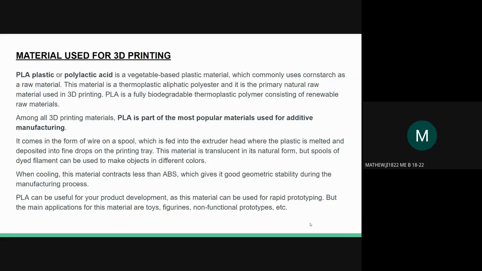PLA is used for rapid prototyping, and the main applications of this material are in making toys, figurines, non-functional prototypes, etc.